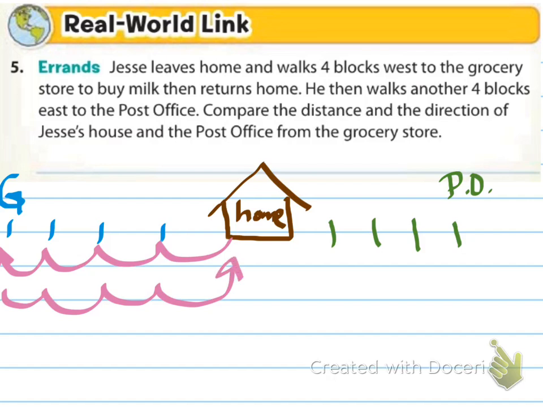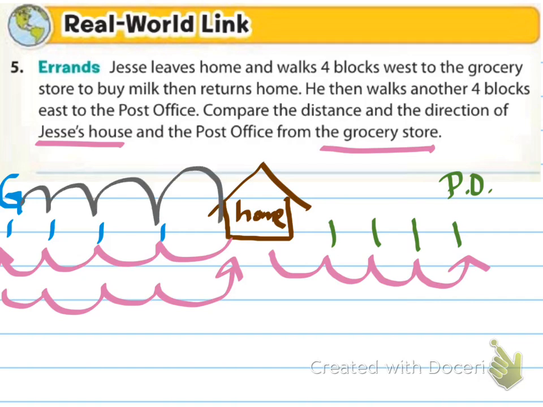Now to go to the post office, it said it was 4 more blocks from home, but going east. So now we've got 4 blocks going to the east. Now it's saying that it wants us to compare the distance from Jesse's house to the grocery store and the post office to the grocery store. So I want to really look at that for just a second here. So we've got Jesse's house from the grocery store is the 4 blocks. 1, 2, 3, 4. Okay? So that was our 4 blocks.